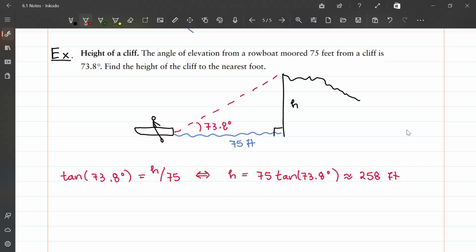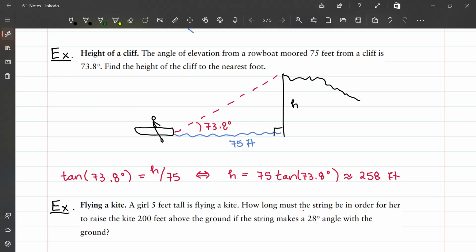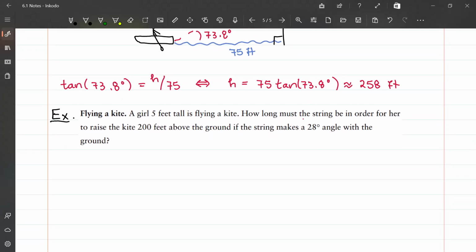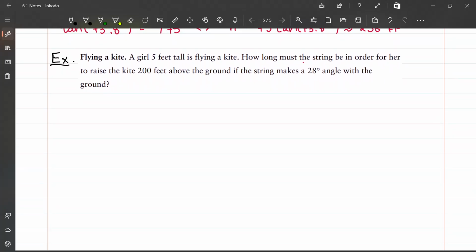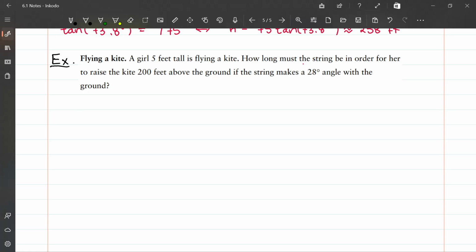I know what you're thinking at this point. Why, the possibilities are endless. We should do more. Sir, can we do more? And yes, we can. Let's have another example. So we have an example with a girl who's 5 feet tall flying a kite. How long must the string be in order for her to raise the kite 200 feet above the ground if the string makes an angle of 28 degrees with the ground?